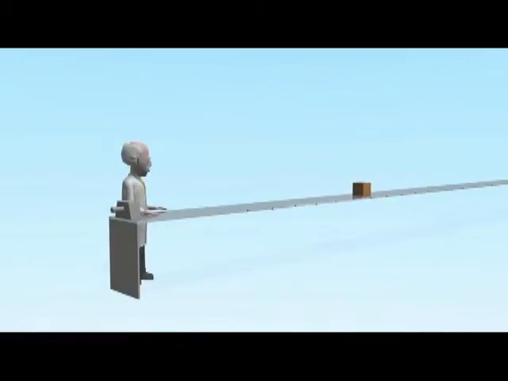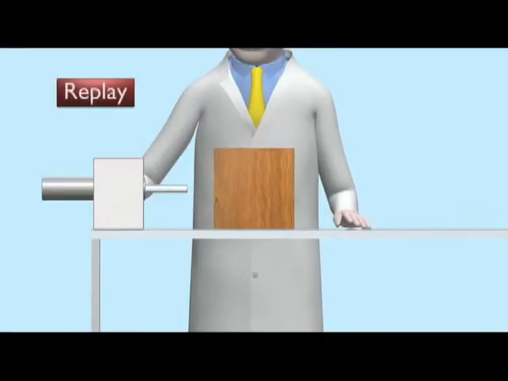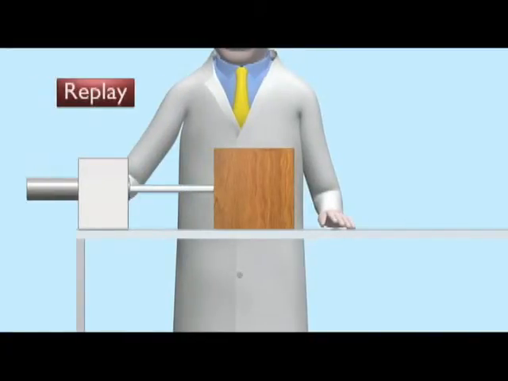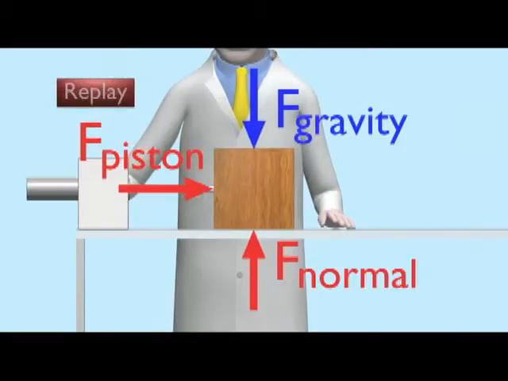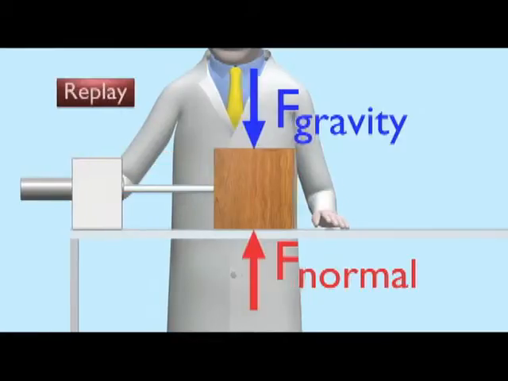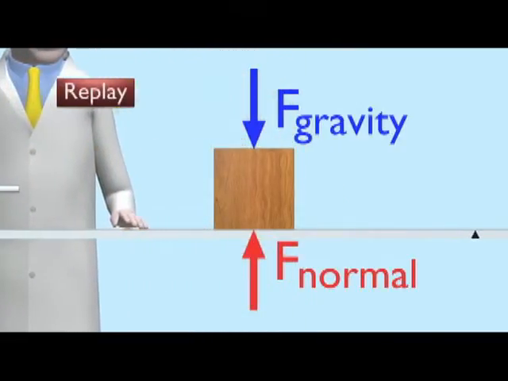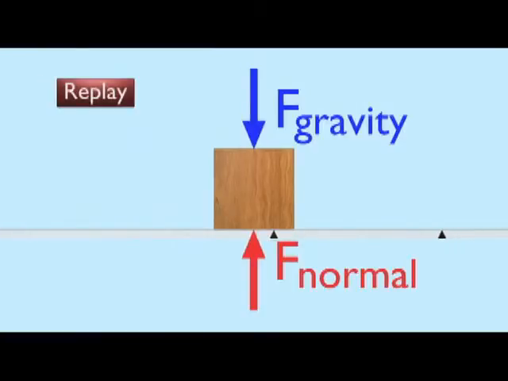Let's run a replay and look at the forces on the block. We can stop the action just as the piston contacts the block. Now you can see we have the vertical forces as before, and also a horizontal force from the piston. The vertical forces are still in balance, so there is no change in the vertical motion of the block. However, the unbalanced piston force pushes the block horizontally, changing the state of the block from being at rest to it moving horizontally, just as we would predict using Newton's first law.